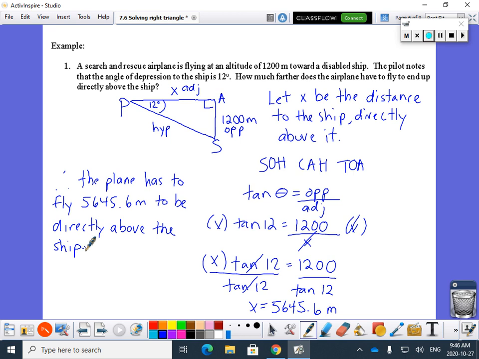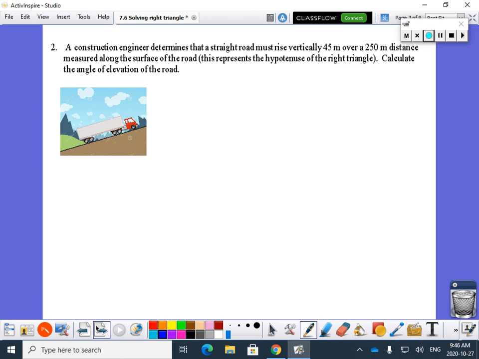Good? What do we have? 3 more. Did everyone get that? Alright, here we go. I think this one's pretty easy. A construction engineer determines that a straight road must rise vertically 45 meters over a 250 meter distance measured along the surface of the road, which was representing the hypotenuse. Calculate the angle of elevation.